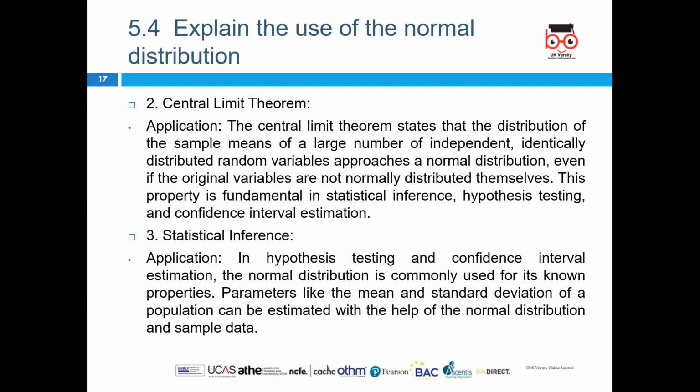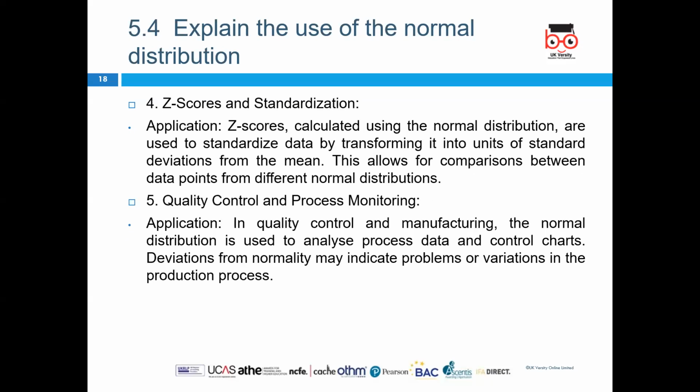Then we have the statistical inference. In hypothesis testing and confidence interval estimation, the normal distribution is commonly used for its known properties. So parameters like mean and standard deviation are estimated using the concept of normal distribution. Then you have the Z scores and standardization. The Z scores are calculated using the normal distribution and are used to standardize data by transforming it into units of standard deviations from the mean. This allows for comparisons between data points from different normal distributions.